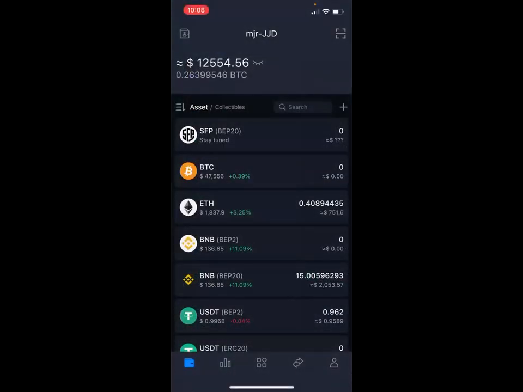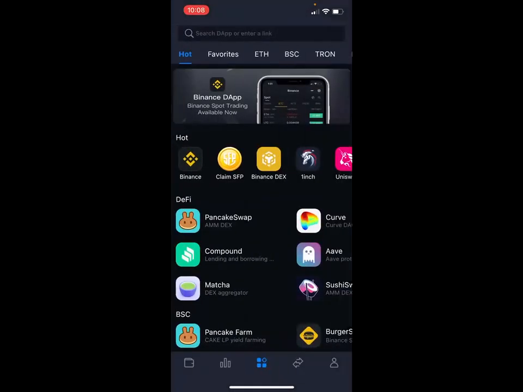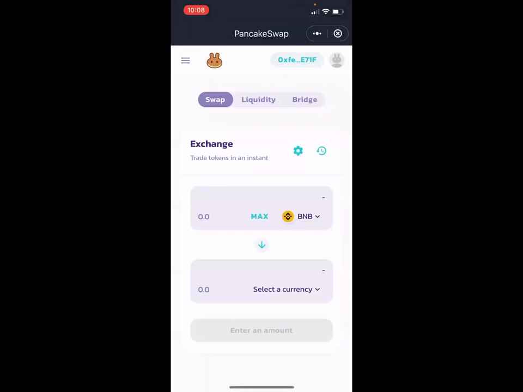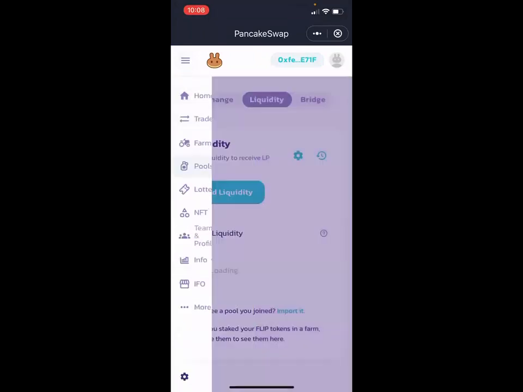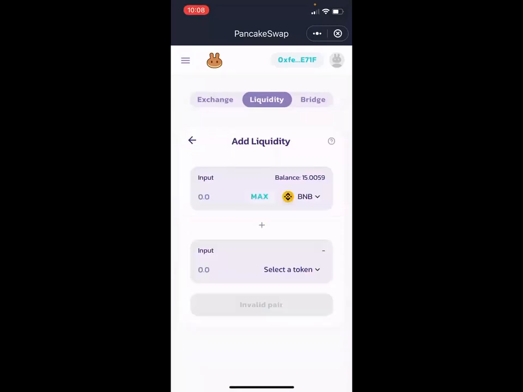So as you see that, and again, you guys can buy it on Binance and just transfer it over, or Uniswap or whatever. But let's go to PancakeSwap. Now, what I'm going to do is go to liquidity. I'm going to add liquidity, and you see it already shows my BNB, and it's showing me I have Front.